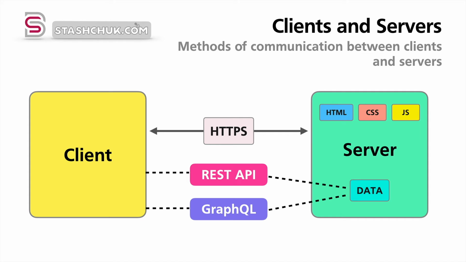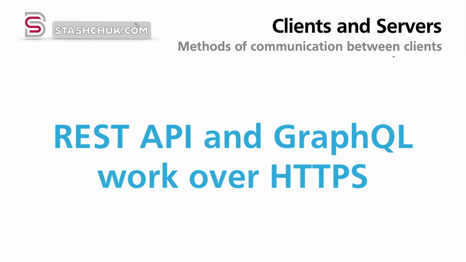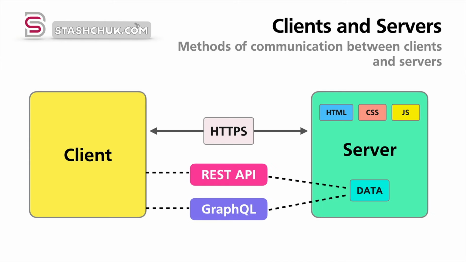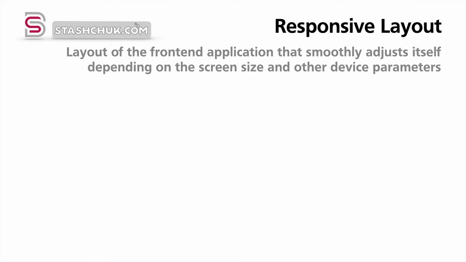In GraphQL, there is just a single endpoint on the server side, and clients make consolidated requests for data using such a single endpoint. Both REST API and GraphQL rely on the HTTPS protocol for actual secure transmission of sensitive information between clients and servers. Now let's focus a bit more on the front end and discuss what is responsive layout.